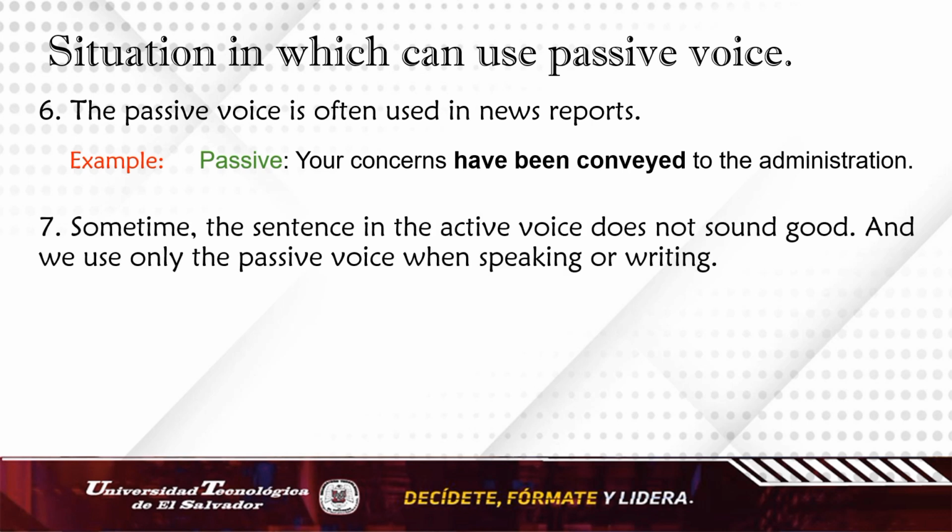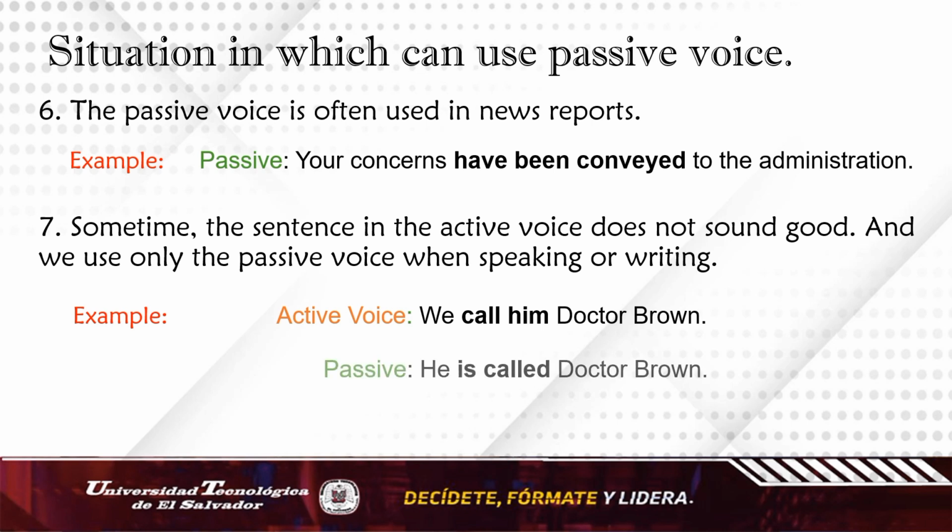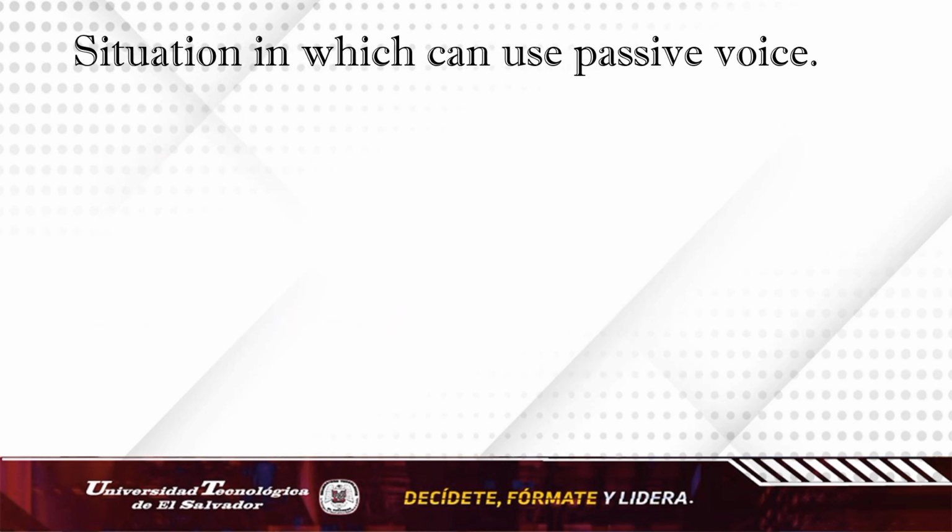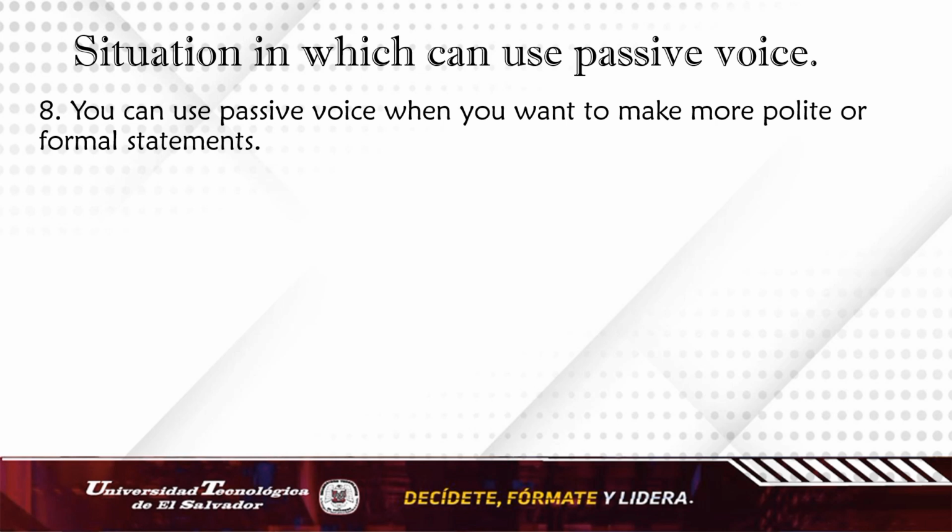7. Sometimes, the sentence in the active voice does not sound good, and we use only the passive voice when speaking or writing. For example, the active sentence sounds awkward, say, we call him Dr. Brown. It sounds better if we change to passive and say, he is called Dr. Brown. 8. You can use passive voice when you want to make more polite or formal statements.